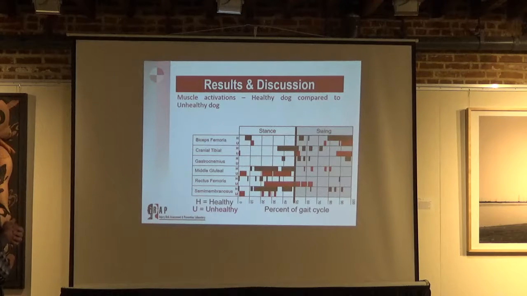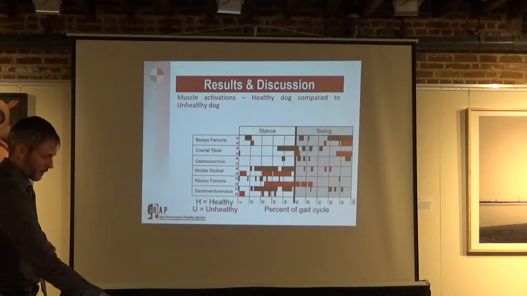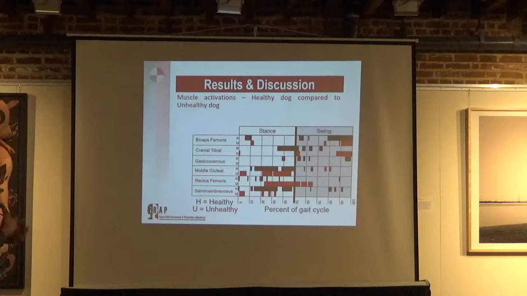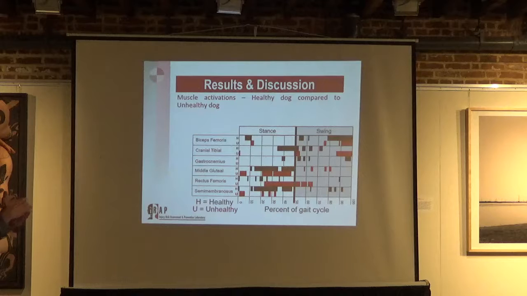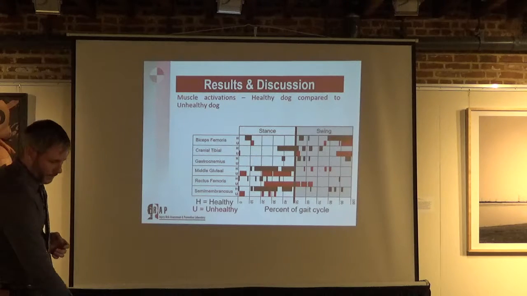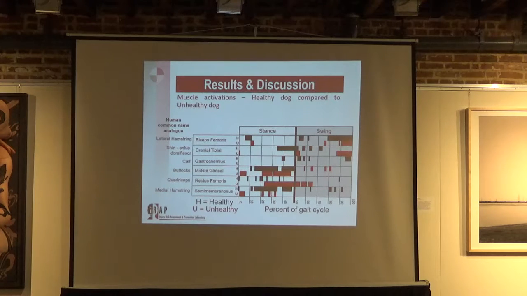Now we're going to look at the muscle activation patterns that we're seeing in healthy and unhealthy dogs. What we have here are 6 major muscles that were included in the model, with healthy in black and unhealthy in red, and we're looking at each of those muscle activation patterns throughout the gait cycle. I've also listed some human analogs in terms of what these muscles represent.